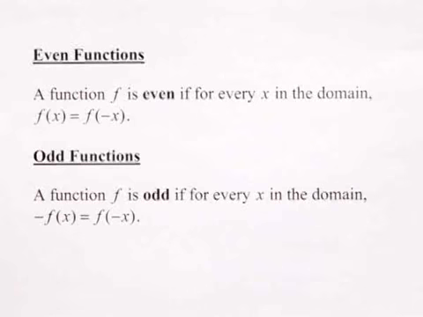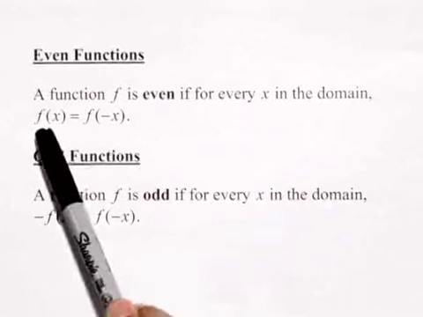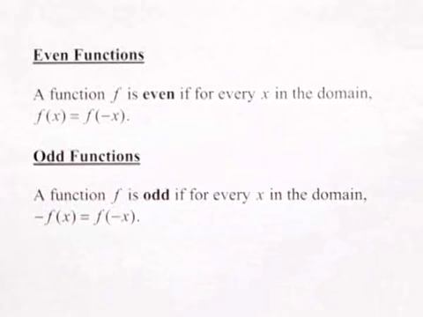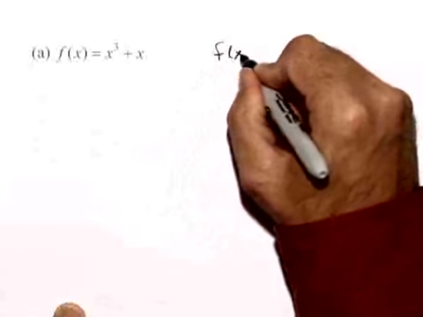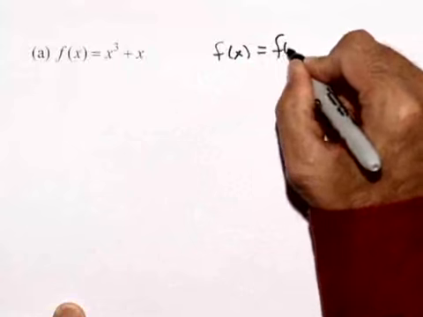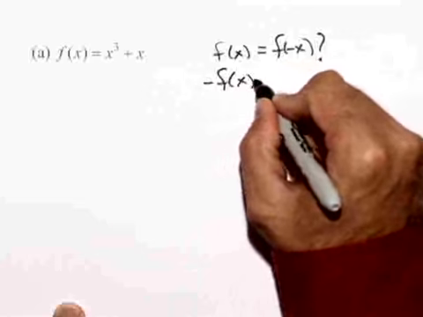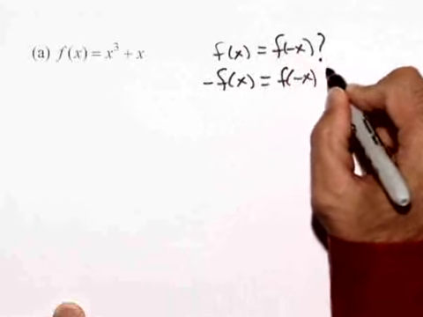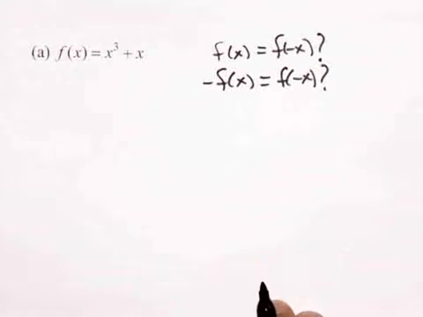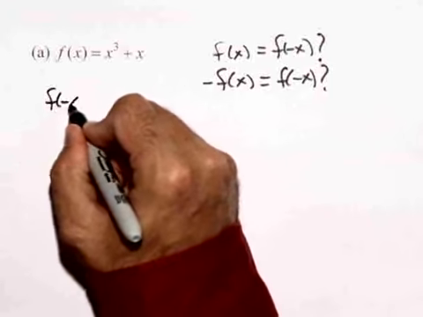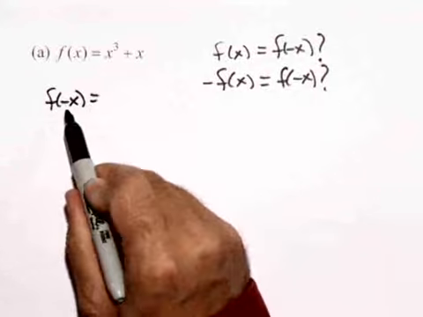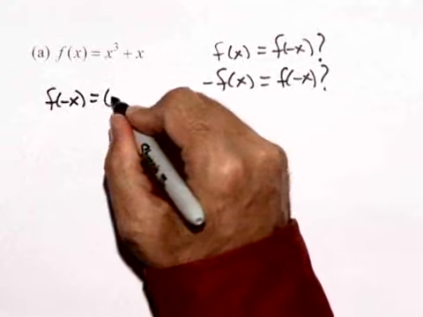So what we're going to do is see if each of our functions satisfies either one of these equations. Let's start with part A. All right, so let's write down our two equations. The function is even if f of x is equal to f of negative x, so we'll check that. The function is odd if negative f of x is equal to f of negative x. So let's first find f of negative x. Well, to find f of negative x, we simply substitute a negative x into our function.